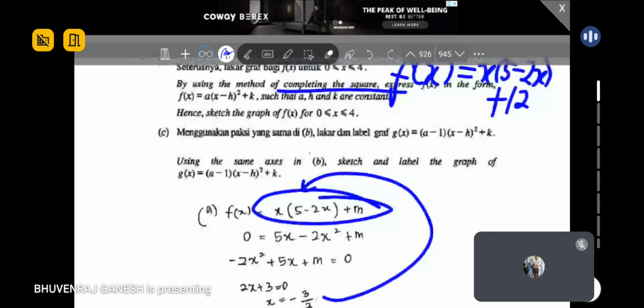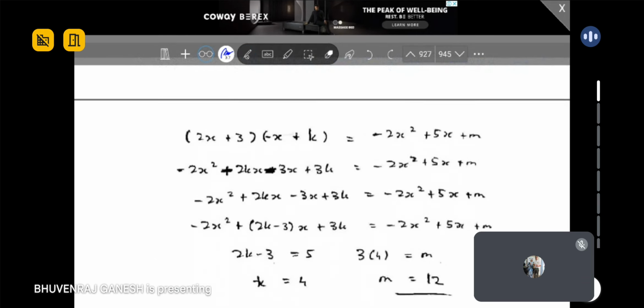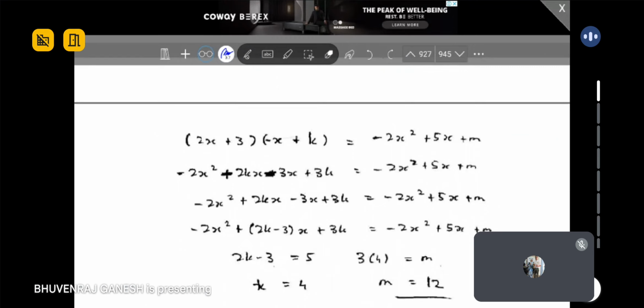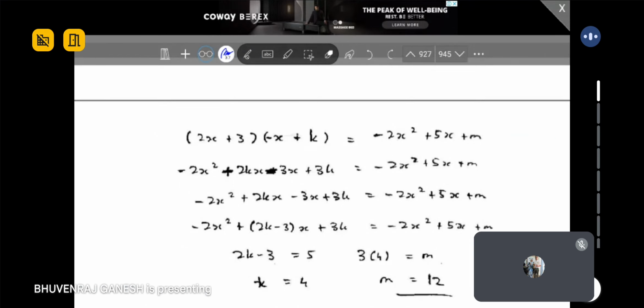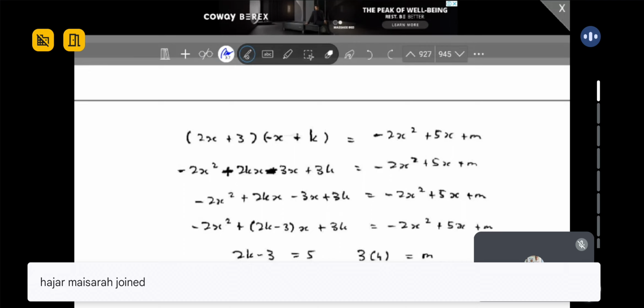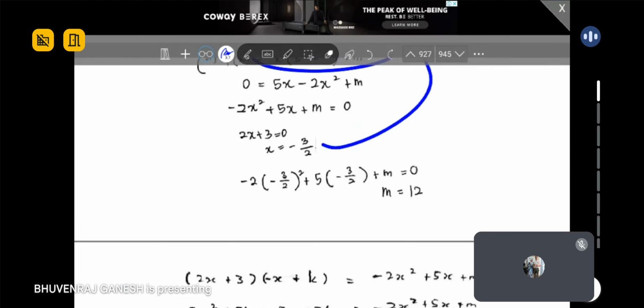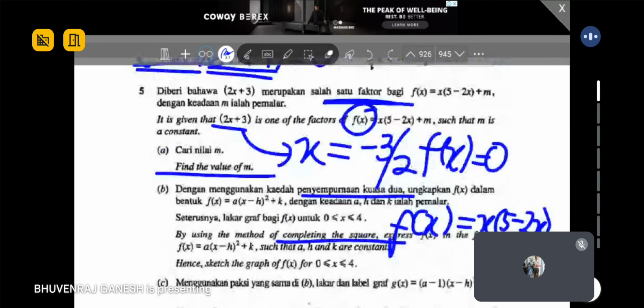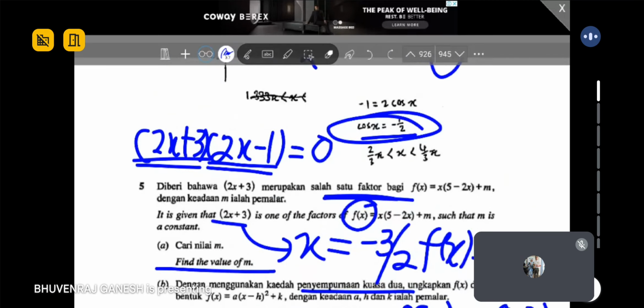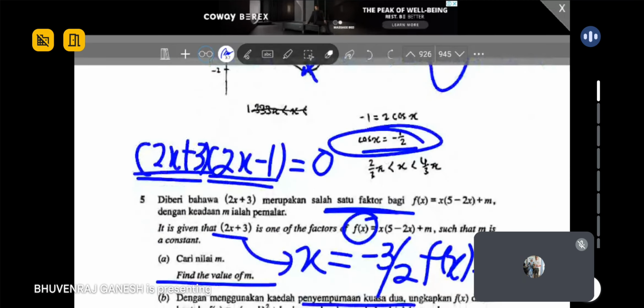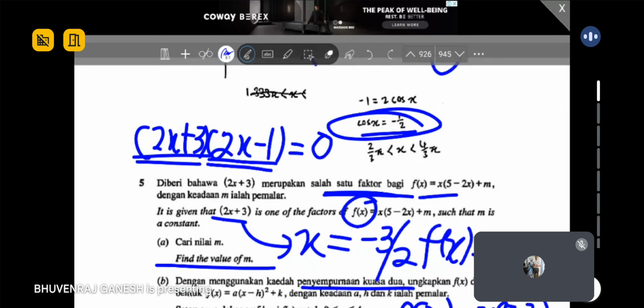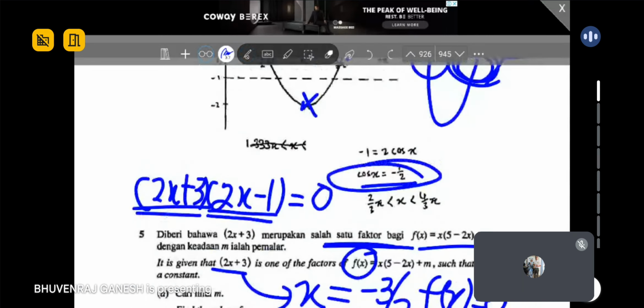Sorry, just now I forgot to show one more method. Guys, just now for question A, there is another method juga untuk cari nilai m. This method is actually you try to predict and see. This one they tell you is a factor. Am I right? Yang ni adalah faktor. So you try to think and see what is another factor of your quadratic equation over here. So let me see. This one is your equation. Ini adalah persamaan kamu.